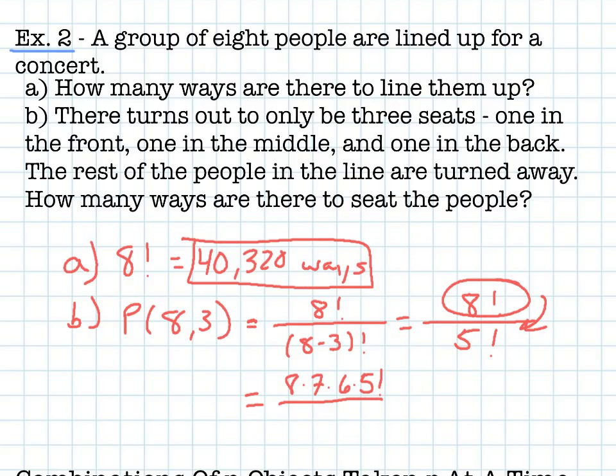Because if you take any of the top numbers out, like if you took 8 out, it would be 7 factorial. If you took 7 out, it would be 6 factorial. You could do that with any of them. So you're not getting rid of them, you're just rewriting them so that you can reduce a lot of stuff away so you have less to work with. So now 8 times 7 times 6 gives you 336 ways to order those 3 people.